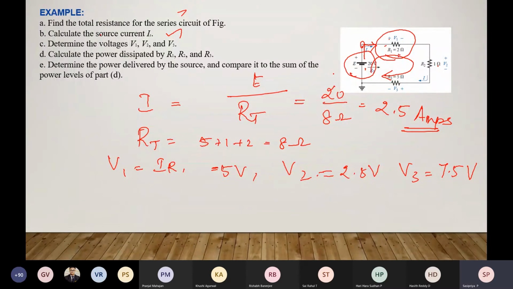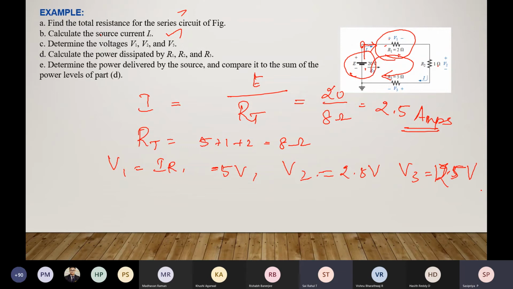Hello, ma'am. This V3 is 12.5. Okay, I think I made a mistake, right? 5 into 2.5 is, yeah, correct, 12.5. Sorry, correct. So 12.5.